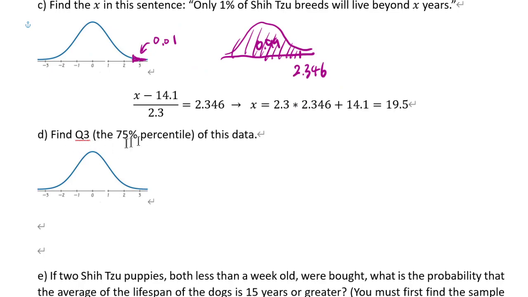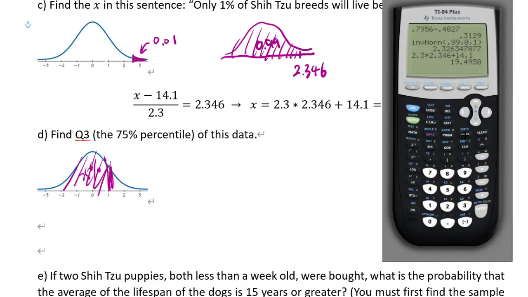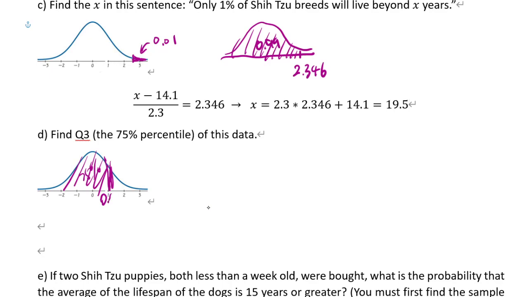Okay, here's a similar question. Find the Q3, or the 75th percentile, of this data. Same thing: you look for the 75%. So let's say somewhere here is 75%. In terms of the area, it would be 0.75, right? So you put second vars, inverse norm, 0.75, and that gives you 0.6744. So this value down here will be 0.6744.